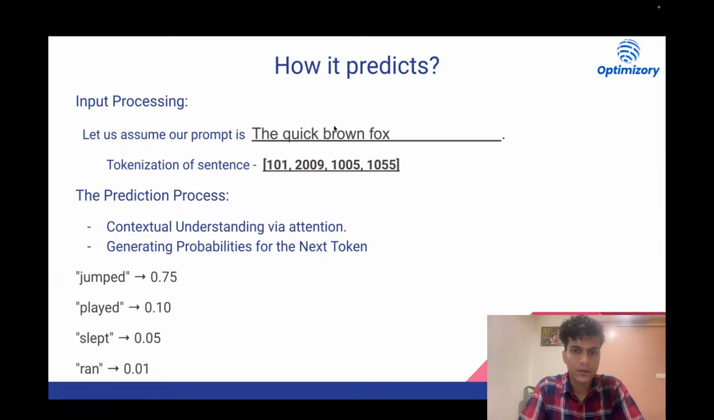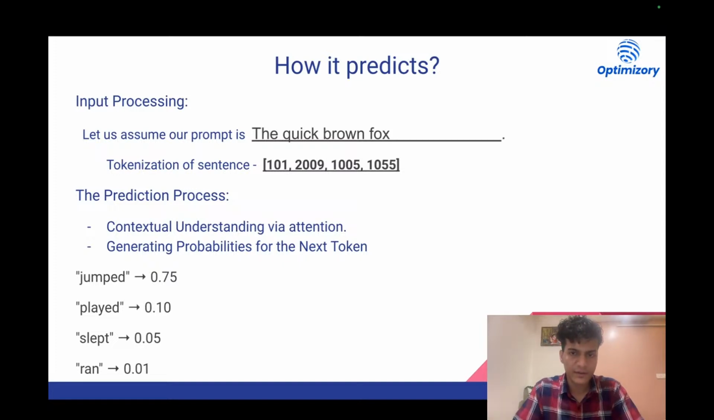As you can see, the word which is supposed to come next is jumped. So it will give 75% chance that jumped will be the next word. And played also has 10% chance. But in the voting process, the word with the highest probability gets chosen. And when the voting process is done, my model checks if the sentence is completed or not. If the sentence is completed, it generates an end token. And when the end token is generated, my model stops the execution and serves the full response to the user.